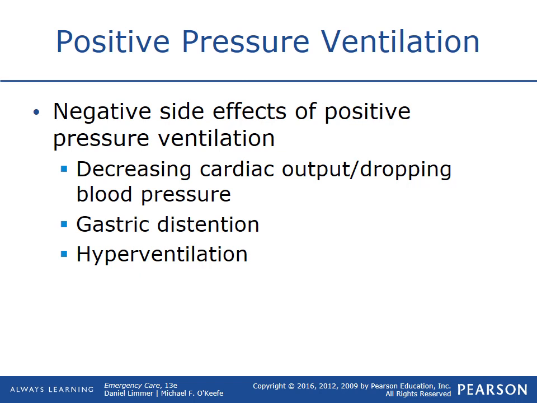So, negative side effects of positive pressure ventilation. You could actually decrease the cardiac output and drop the blood pressure. You can cause gastric distension, or excess oxygen or air in the stomach, which will put pressure against the lungs and make it harder to ventilate, and it'll also cause vomiting. Hyperventilation, breathing too fast for them, can cause problems because it lowers the carbon dioxide levels in the blood.